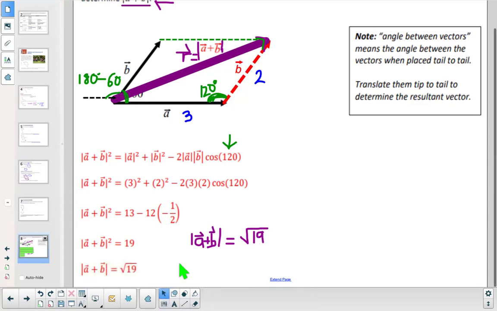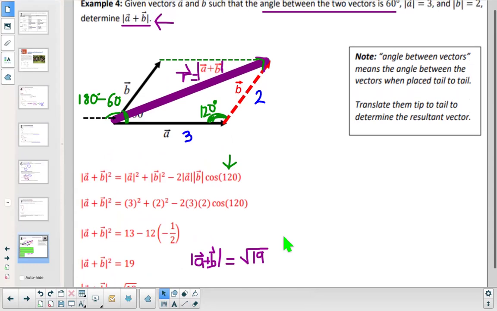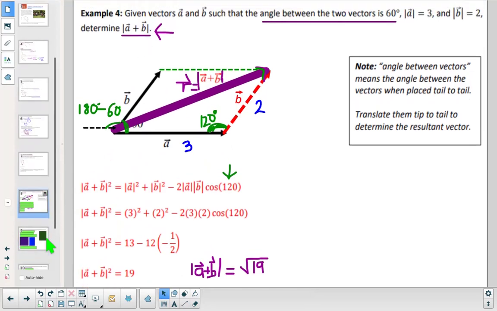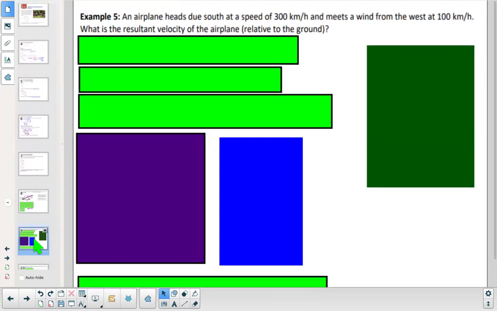So that tells me that the magnitude of A plus B is equal to the square root of 19. They didn't ask me for my direction vector. They just asked me for the magnitude for this particular question. But for many questions, you're going to have to solve for the magnitude and direction.